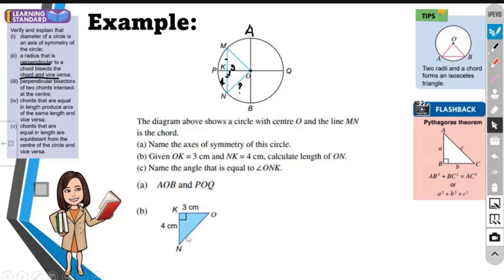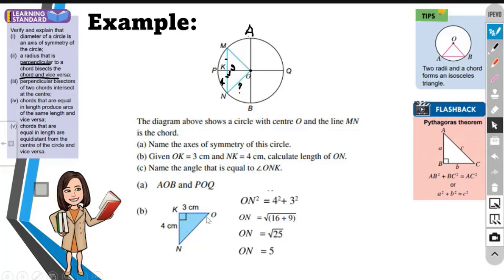So this is the diagram. 3, 4, and that's what I scratched up there. So to get ON, you have ON squared equals 4 squared plus 3 squared. So how to get it? Use a calculator. 4 squared is 16, 3 squared is 9. Square root, because we want to find ON only, not the square. So your answer is 5. So ON is 5 centimeters.